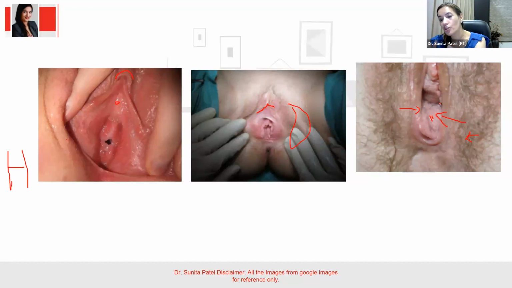Okay, so this is a vaginal prolapse, a damaged vagina, and it is very, very common to see after many childbirths through vaginal deliveries. It is very common to see in females.